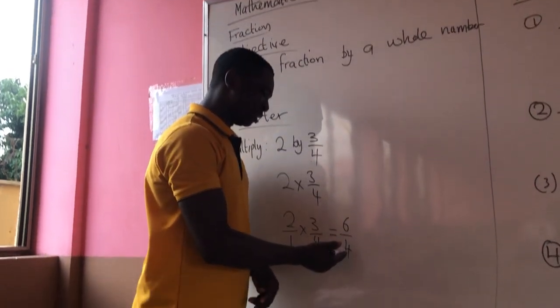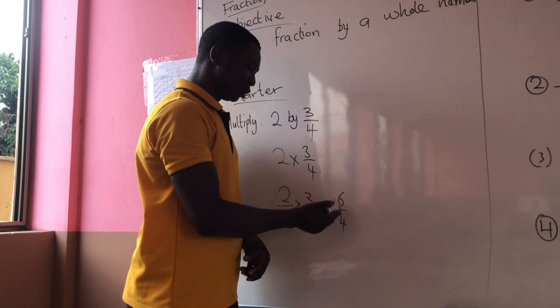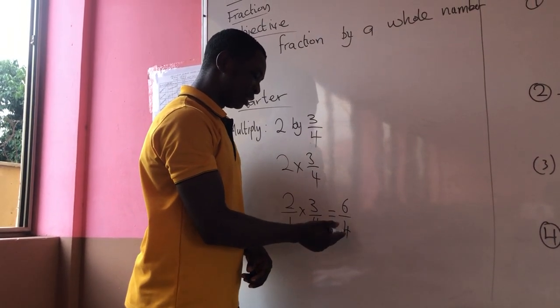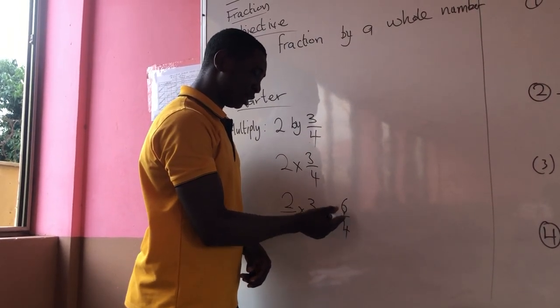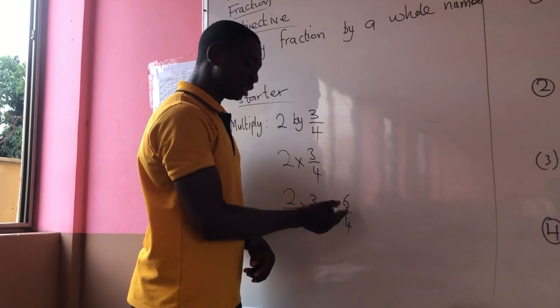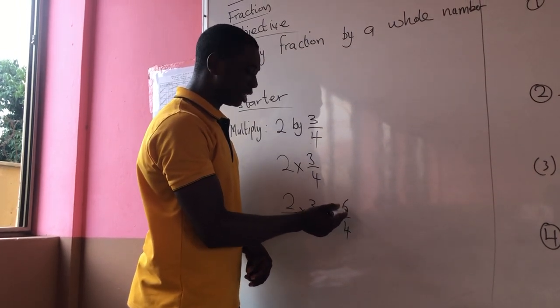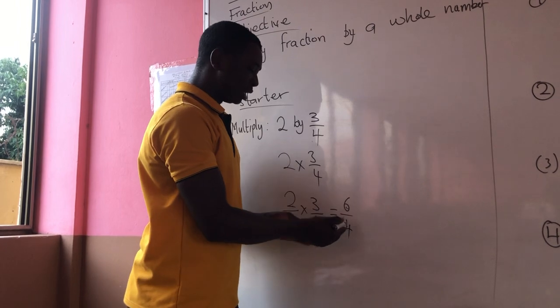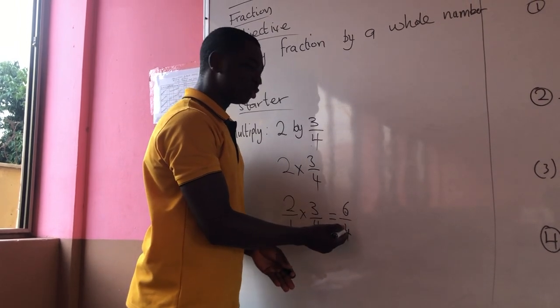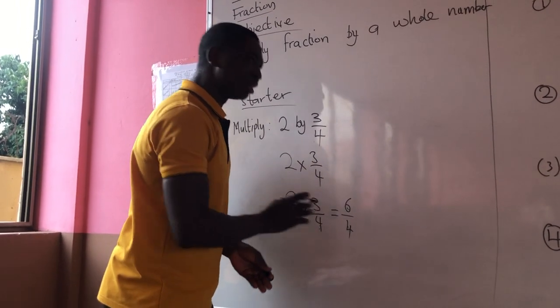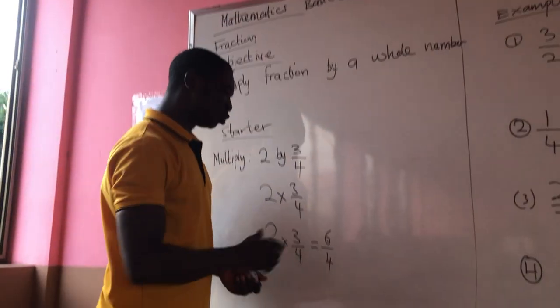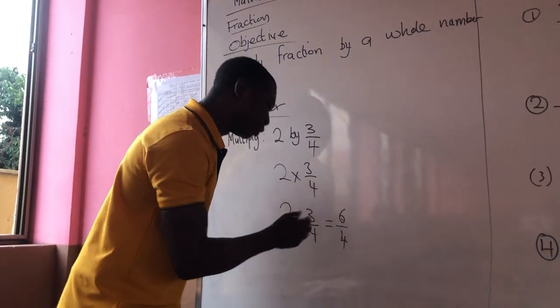You can't leave it like this, because the numerator is the big number and the denominator is smaller. So we have to break it down, okay? We have to change it to a mixed fraction. So what should we do here?